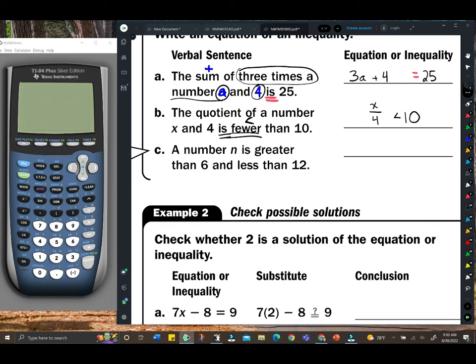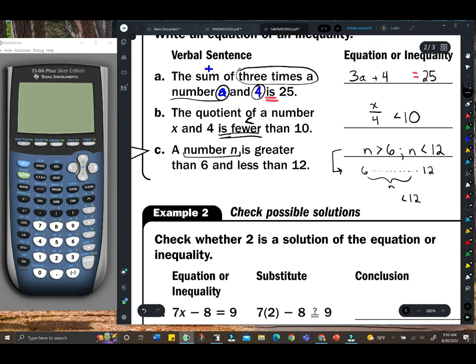A number n is greater than 6. So this time n is greater than 6, but it's also less than 12. This one can be helpful to think about on a number line. If we have a number line and we consider 6, then we have things like 7, 8, 9, 10, 11, 12. The number is between there somewhere, which means 6 is less than n, which is less than 12. So that is another way to represent it. We call that a compound inequality.